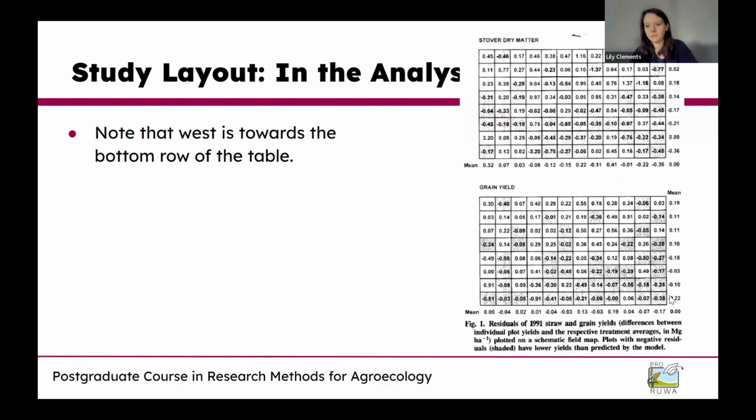So here's quite nice. You can see at the bottom in the west side, we generally had a lower yield predicted by the model. Again, in our bottom half, they're all negative. So on average, our bottom half had a lower yield predicted by the model, and on average, our top half had a higher yield predicted by the model, with the highest than predicted being the most east side, and the lowest being the most west side.